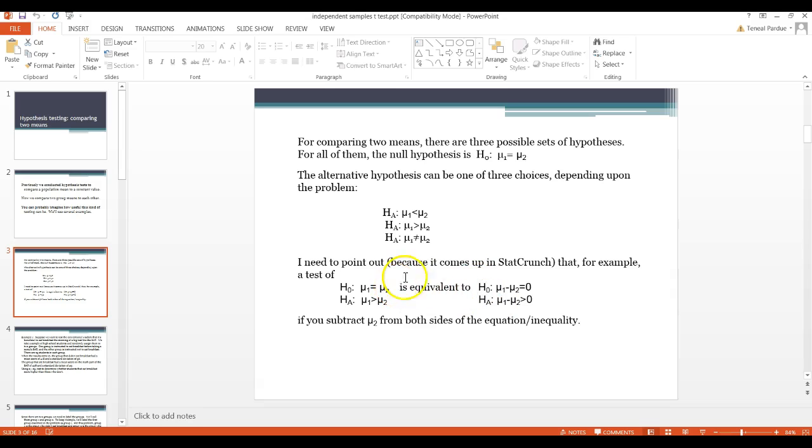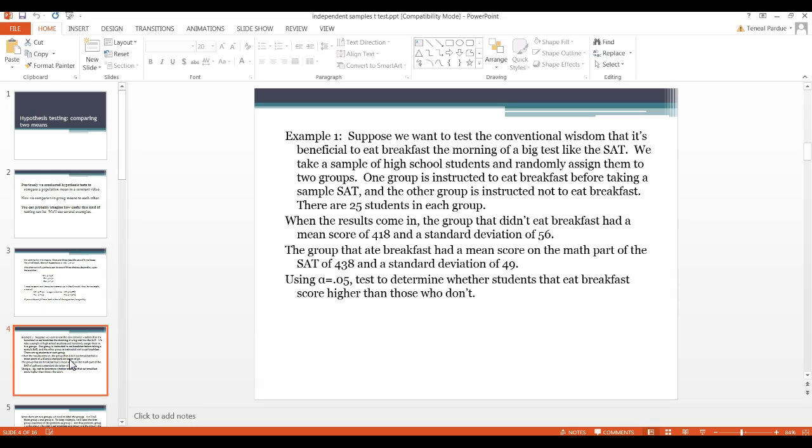And in StatCrunch, the way they write the hypotheses, they don't write mu1 equals mu2, they write mu1 minus mu2 equals 0. Or, for example, instead of writing mu1 less than mu2, they'll subtract mu2 from both sides and write mu1 minus mu2 is less than 0. So that's what you'll see in StatCrunch. But really it just means the same as those right there. So let's start with an example.